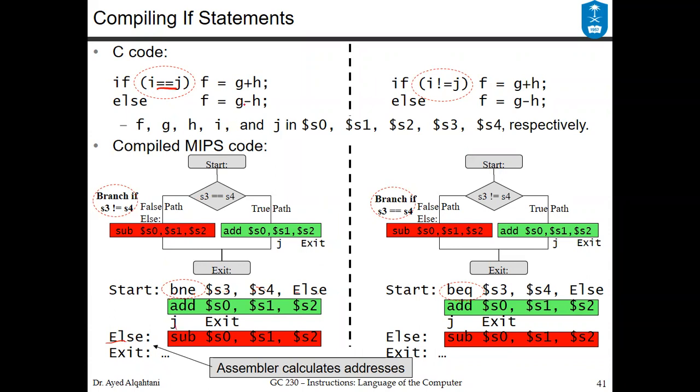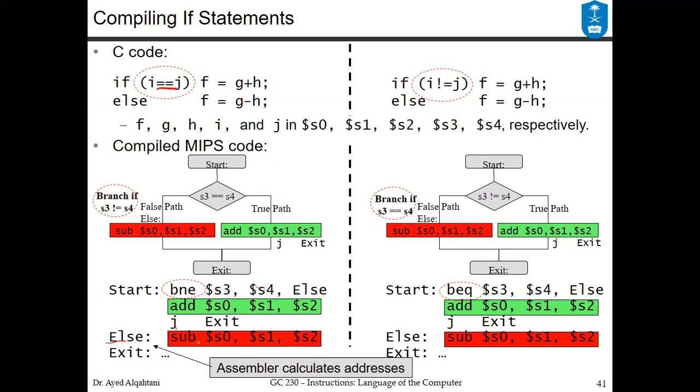The red one is the subtraction between G and H. G and H is actually S1 and S2. So S1, you subtract it from S2, and you put the result in S0. The other one is the addition. S1, S2, you add them, and you put it in S0. And I should mention again that the subtraction is implemented using other methodologies. So we have the add instruction, and we have the subtract instruction also.